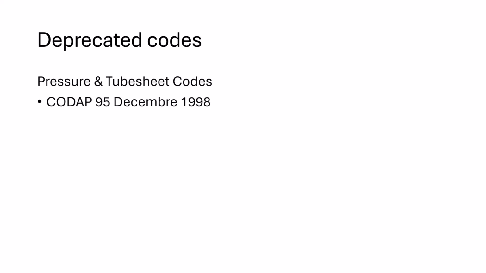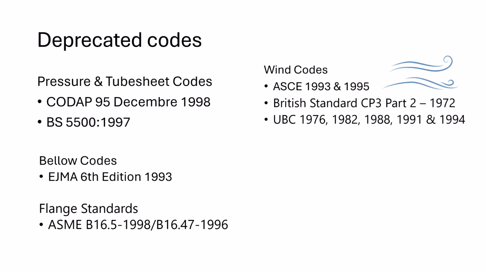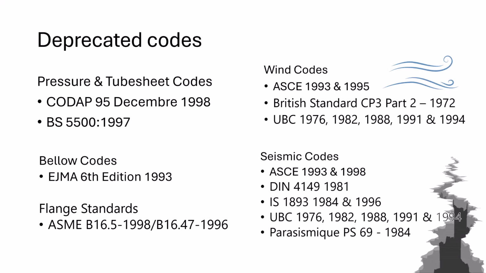Several obsolete codes have been removed from the software. We have two pressure and tube sheet codes, including CODAP 95 and BS 97. We have a bellow code from 93, one flange standard, three wind codes, including ACE, British standard, and UBC, several versions, and last but not least, several seismic codes, as you can see on the screen.